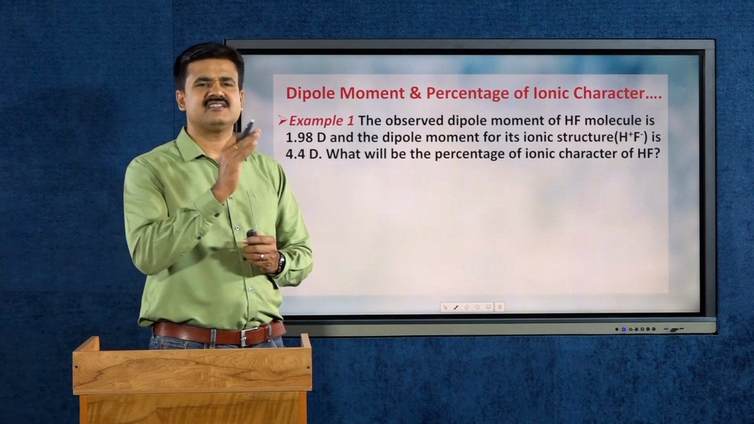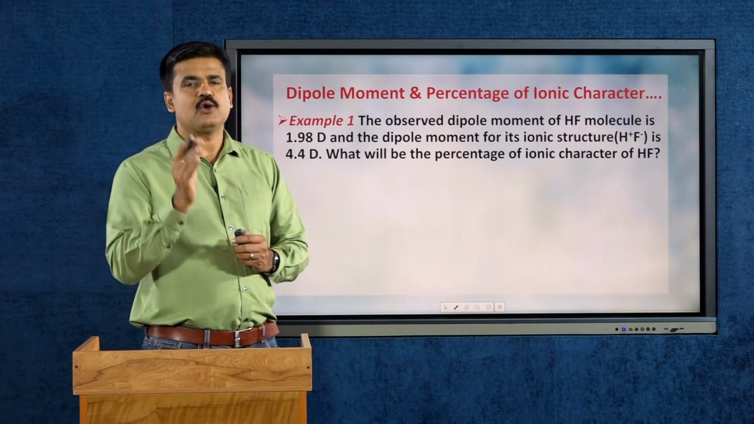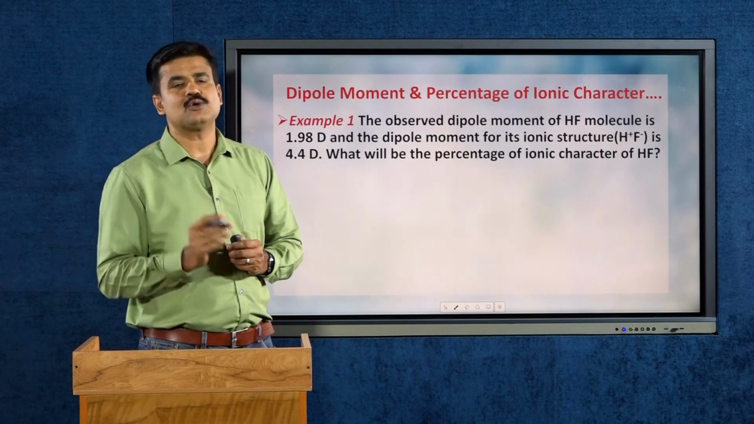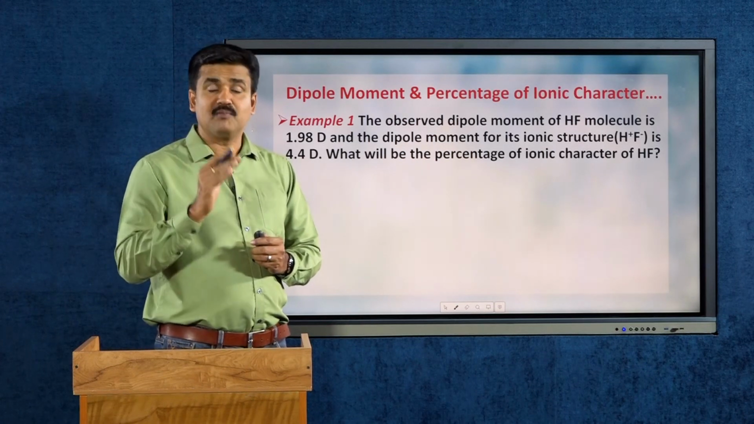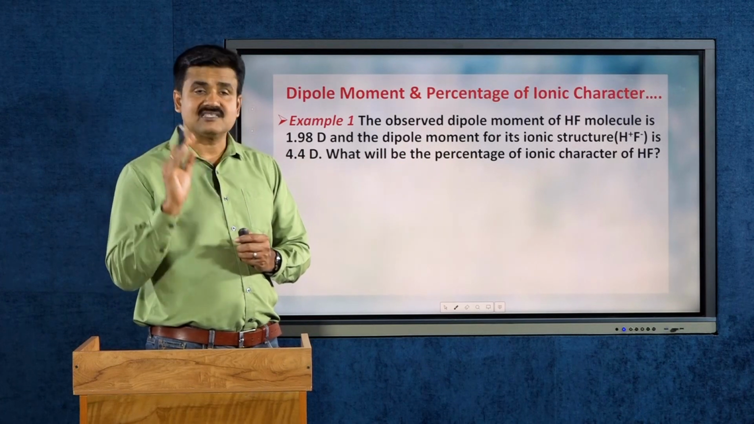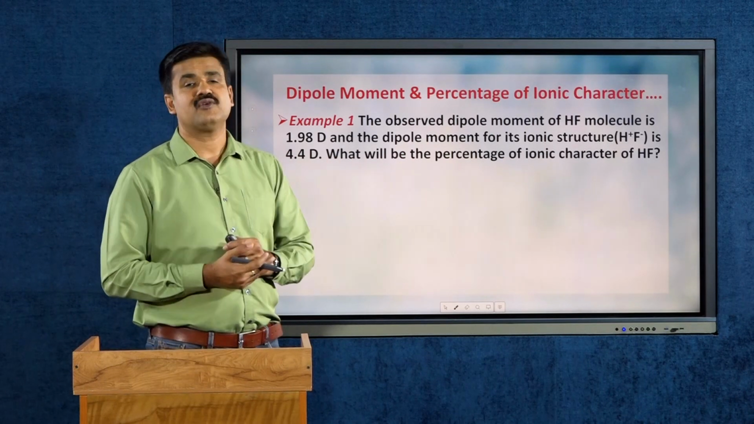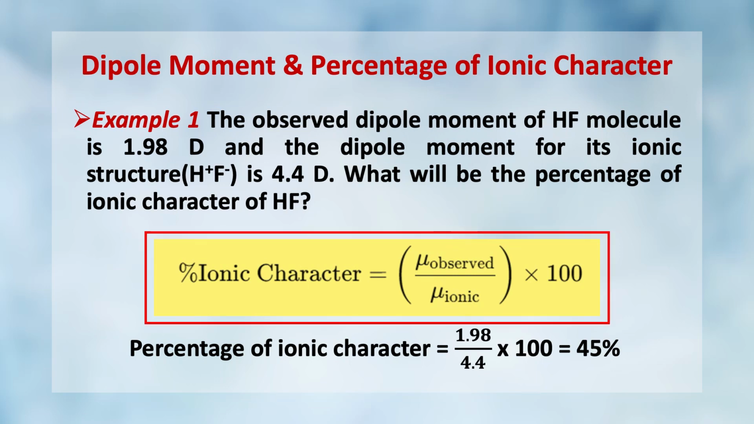You are familiar with this question, and here two parameters are given. First one, the observed dipole moment, which is equal to 1.98 D, and the dipole moment for 100% ionic HF, that is also given, it is equal to 4.4 D. Now you can use this expression for calculating the percentage of ionic character. Percentage of ionic character is equal to mu observed divided by mu ionic multiplied by 100.